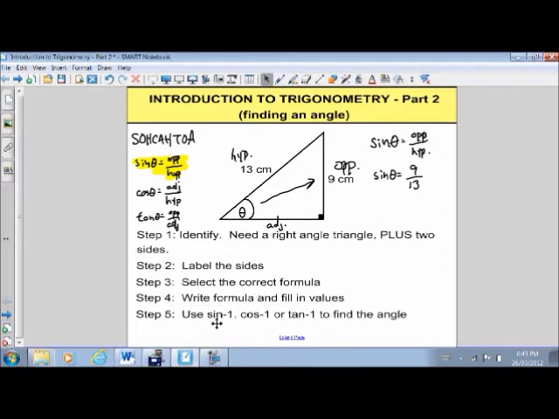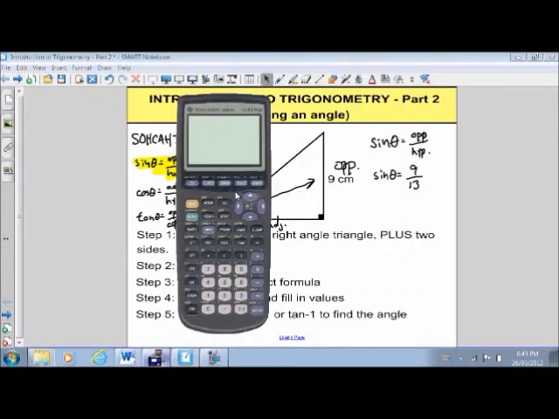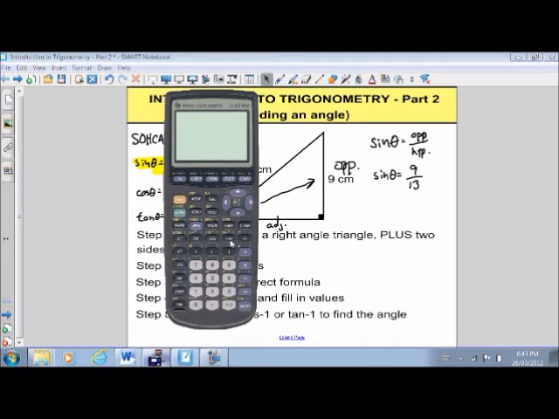So the last step here is we're going to use sine -1, cosine -1, or tangent -1 to find the angle. And if you bring up your calculator, you'll notice your sine, cosine, and tangent buttons, and right above them it'll say sine to the power of -1, cosine to the -1, tangent -1. It's actually called arcsine, arccosine, arctan. I'm not really sure what that means, but it doesn't really matter. And the way that those buttons work is I put in my ratio, so my side lengths, 9/13, and it will tell me what angle has that particular ratio.